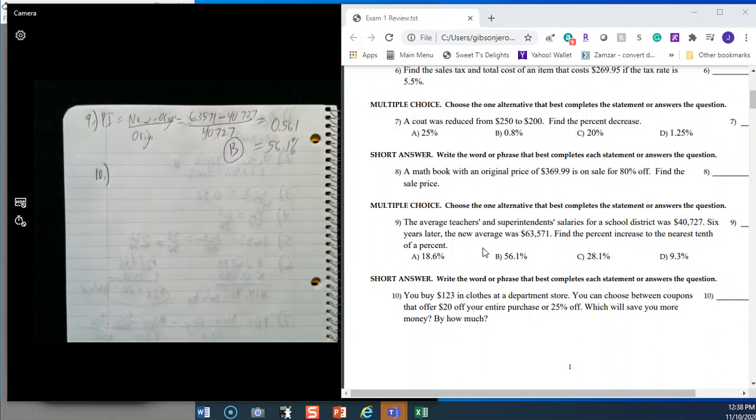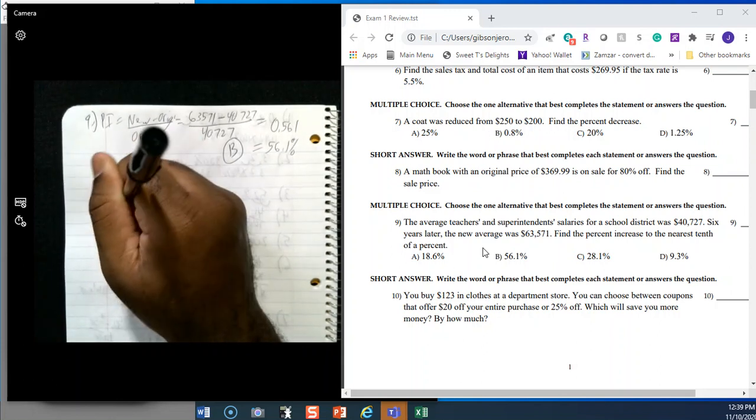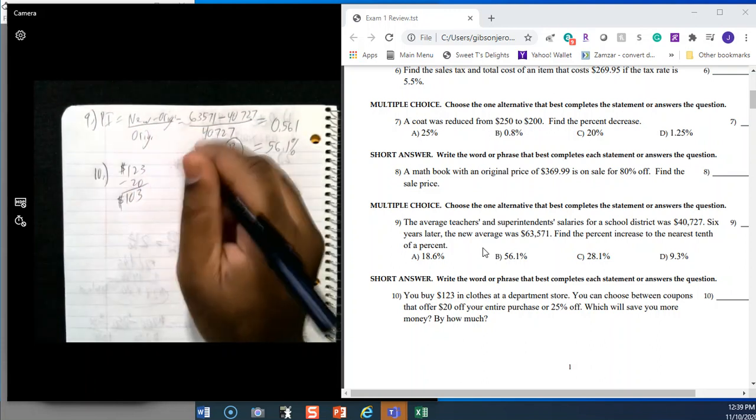Okay, number 10. It says you buy $123 in clothes at a department store. You could choose between coupons that offer $20 off your entire purchase or 25% off. What would save you more money and by how much? Okay, so this is what we have to do. We already know it's $20 off the entire order. So that means that from the 123, $20 off, it'll be $103. That's how much money you will end up paying if you do the $20 off.